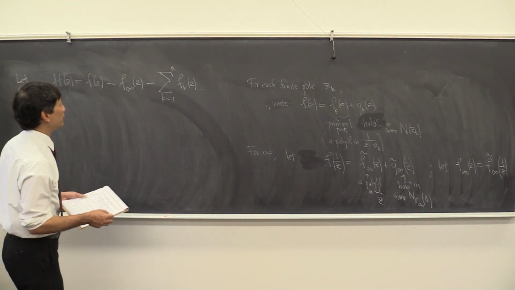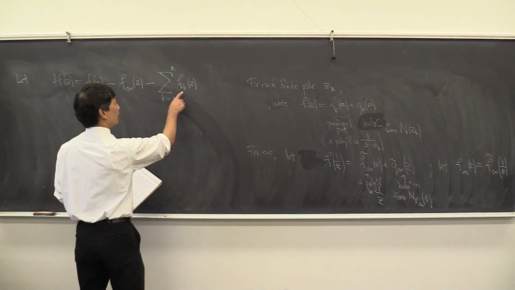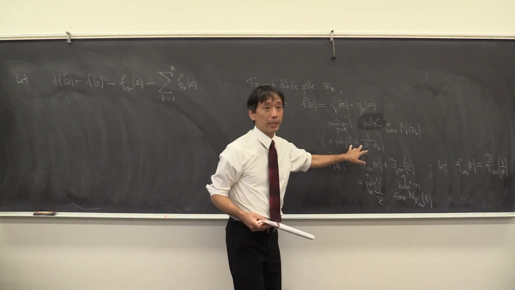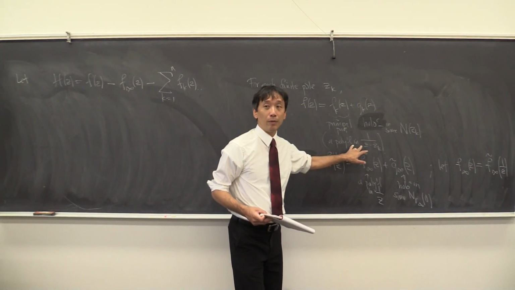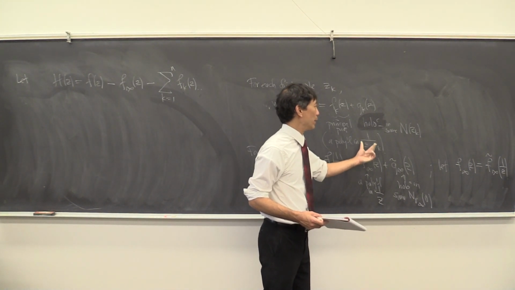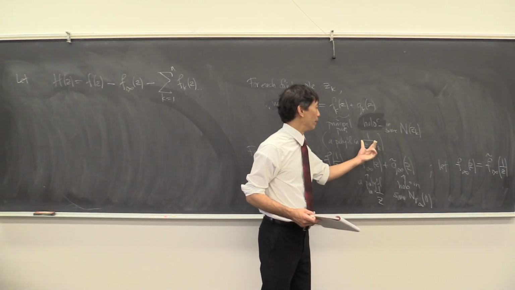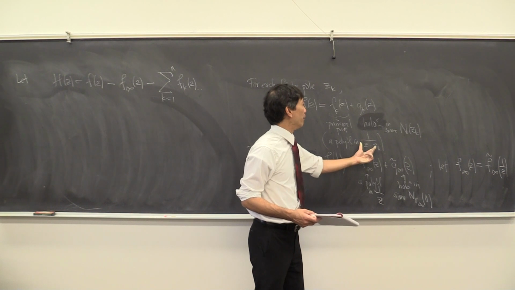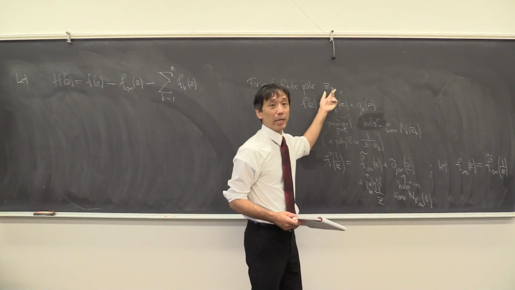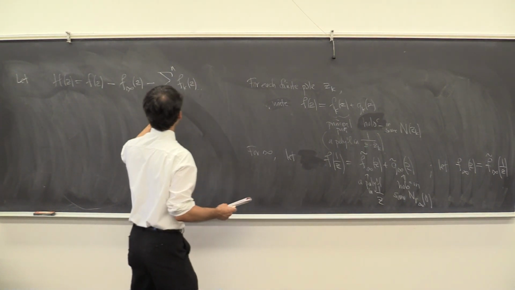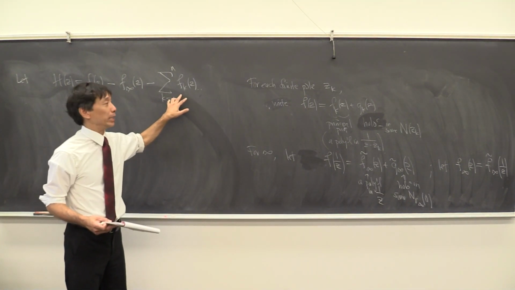And you notice that when you subtract off these things, you're not introducing any new poles, right? Because you're subtracting off a polynomial in 1 over z minus z sub k, which has no poles anywhere. The only pole it will affect is the pole at z sub k, so you're not introducing any new singularities.